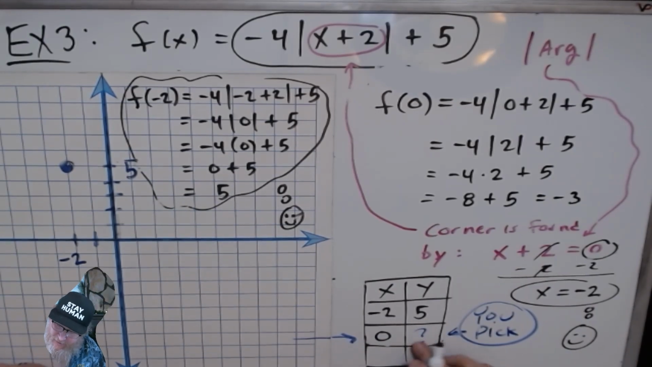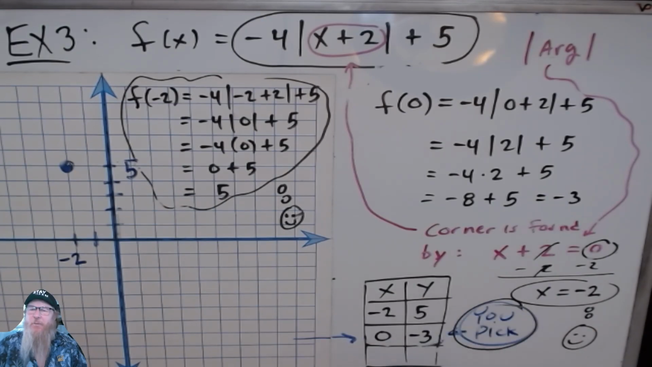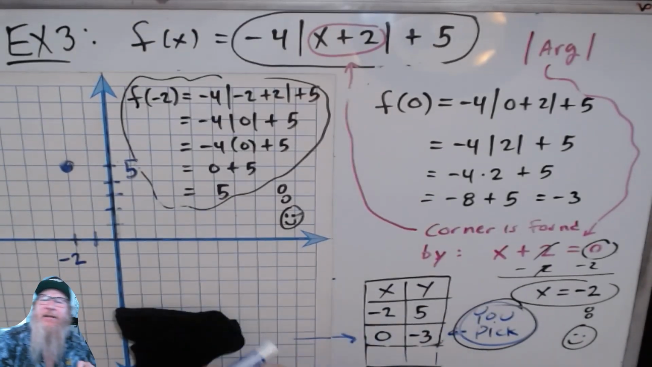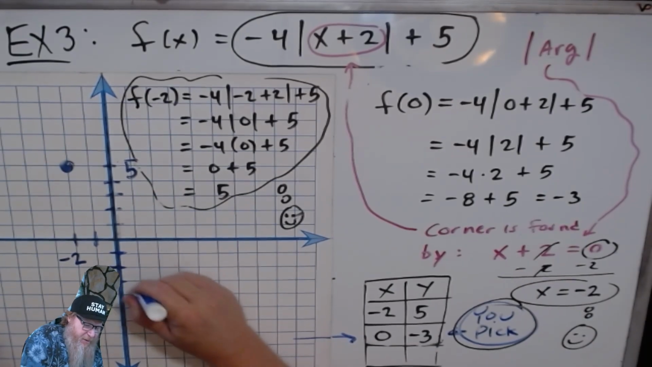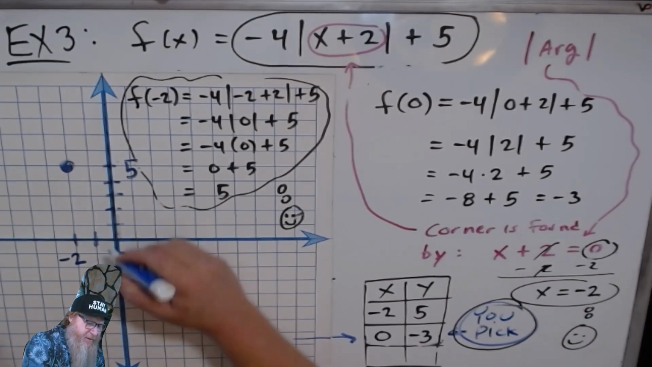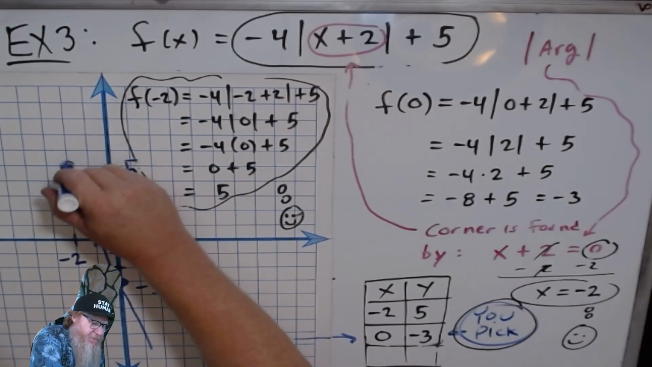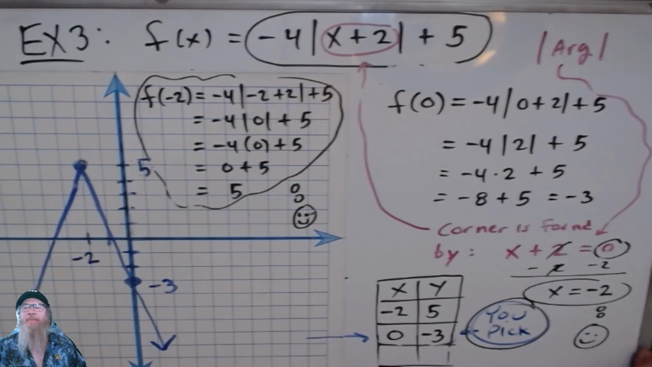So I picked 0 and I got -3. Again, it's up to you. If you pick a different X, you'll get a different Y. Everything that you pick is correct as long as you calculate it correctly. So I got 0 and -3. So right here. So there's my graph. There you go.